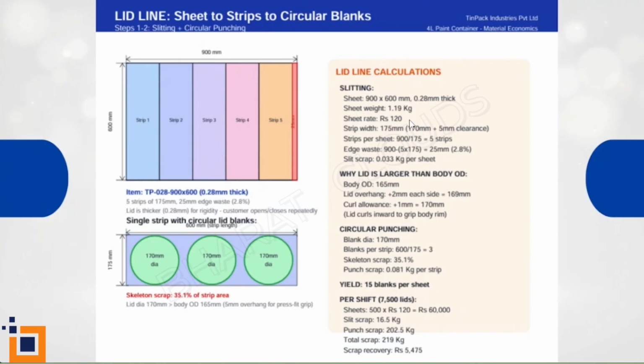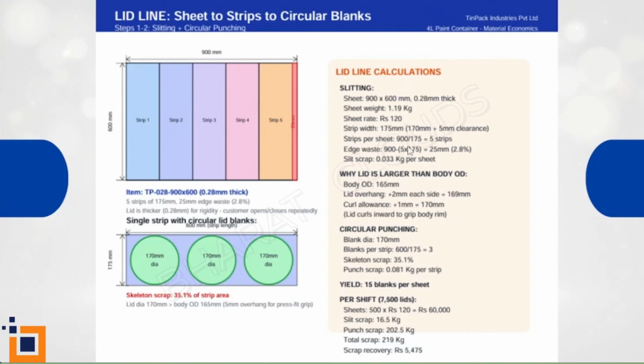Second, the lid diameter is 170 mm, not 165 mm. The diagram explains why. The body outer diameter is 165 mm, but the lid needs 2 mm overhang on each side. That's 169 mm, plus 1 mm for the curl allowance where the lid edge curls inward to grip the body rim. Total, 170 mm.